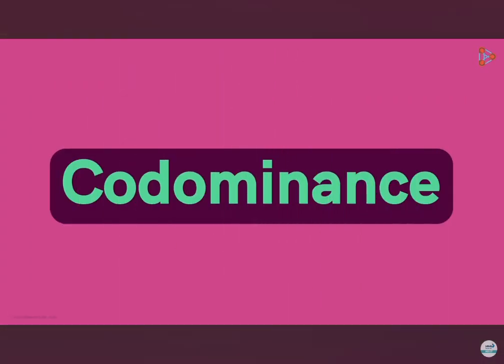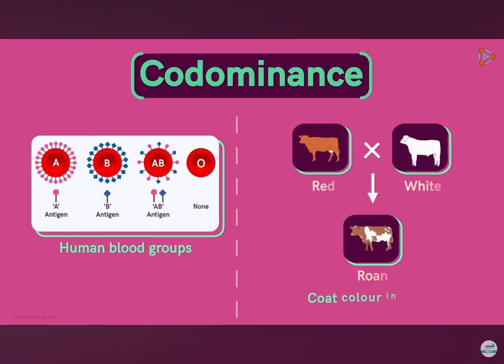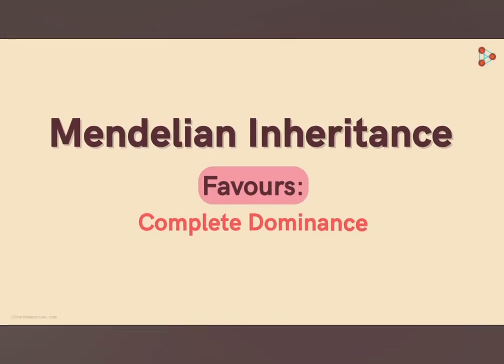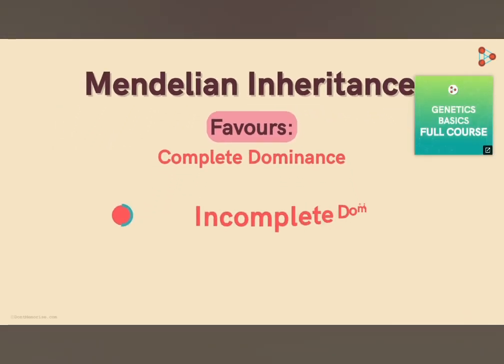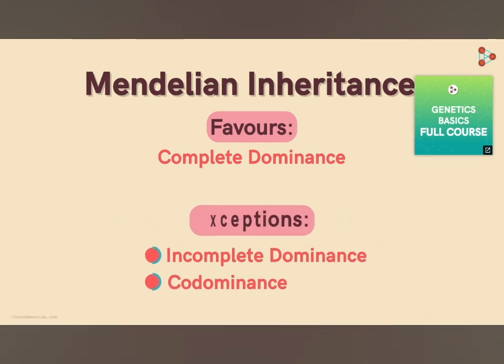Codominance is found widely in nature. Most common examples of codominance that we've learnt include the human blood groups, coat color in cattle and in many other animals. Mendelism revolves around complete dominance as it doesn't favor blending of characters. Hence, the other two types, incomplete and codominance, are commonly studied as exceptions to Mendelism.